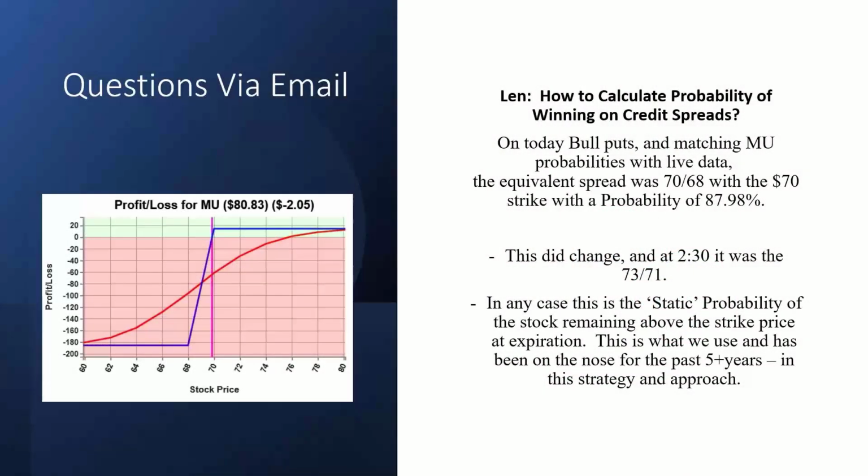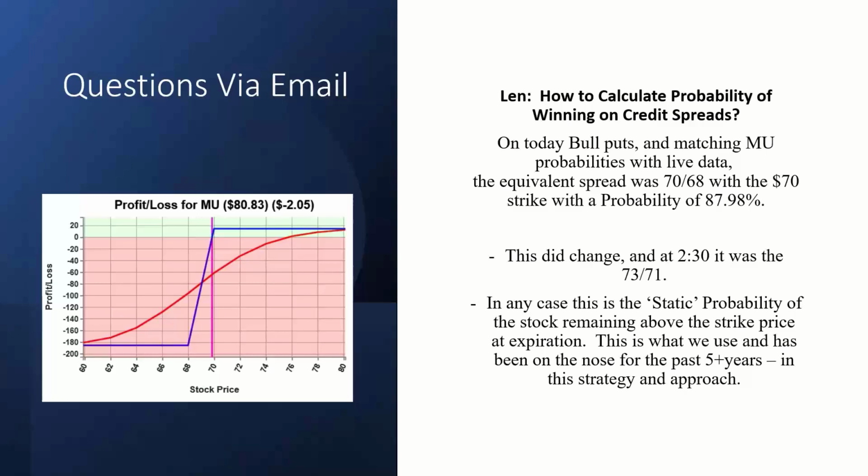All right, so our first question via email came in from Len. Len wanted to know how to calculate the probability of winning on credit spreads. He says, today on bull put credit spreads, selling an out-of-the-money put, buying a lower strike put, so you don't have the margin of a cash secured or naked put, but still have the potential for a good net credit.